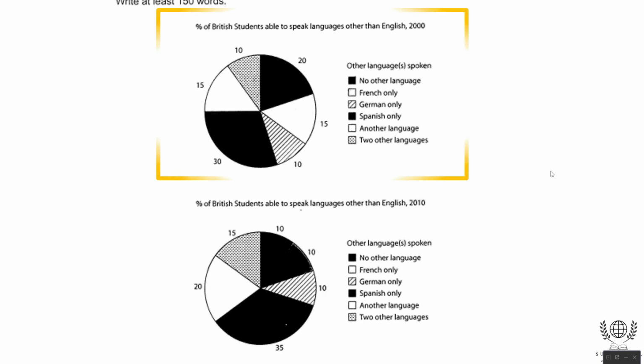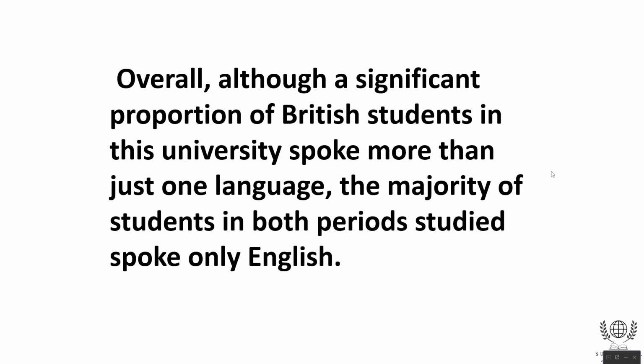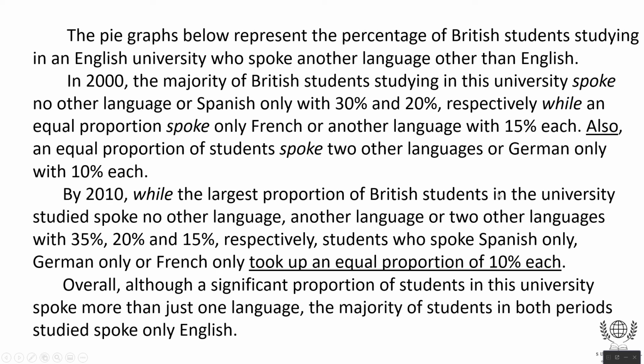So looking at these two statistics, we're looking at the highs and the lows. We're looking at the biggest and smallest percentages, biggest changes if we can. Overall, although a significant proportion of British students in this university spoke more than just one language, the majority of students in both periods studied spoke only English. Right? And once again, we were able to complete this task in 150 words, mostly by combining sentences together with subordinations like although, while, and using the phrase respectively.